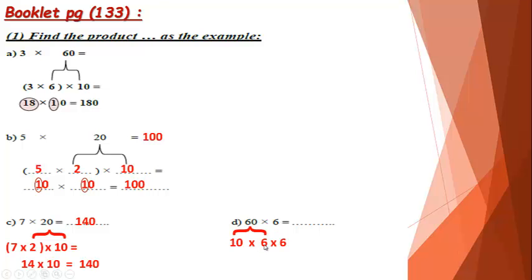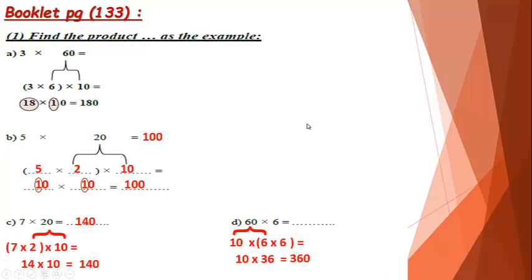And then put my brackets, multiply the numbers inside the brackets, the 10 as it is, and 6 times 6 equals 36. So multiply 10 times 36 equals what? Equals 360.